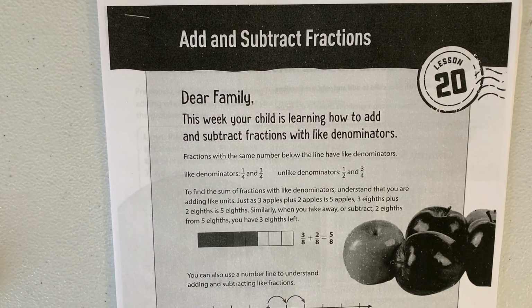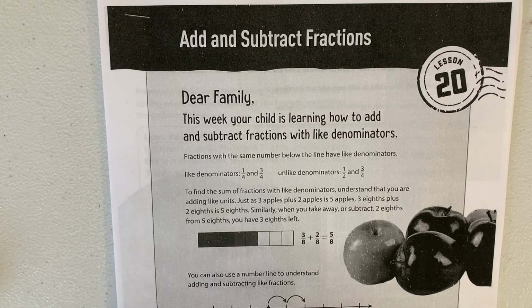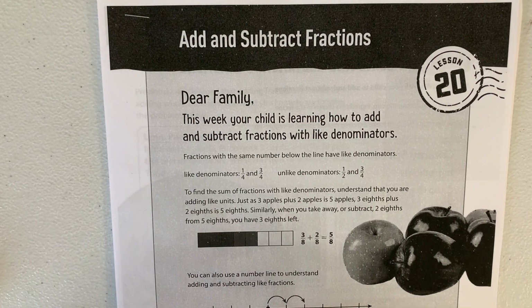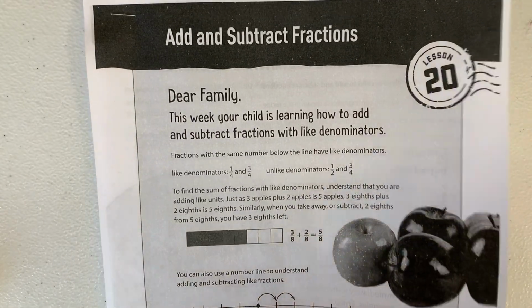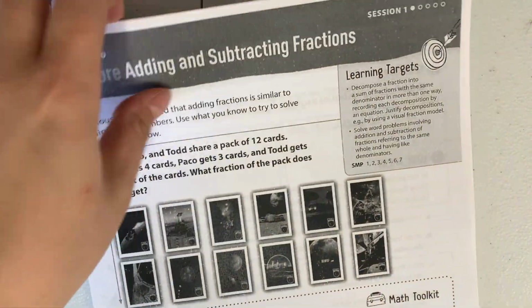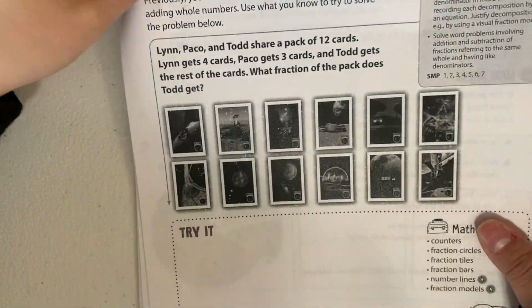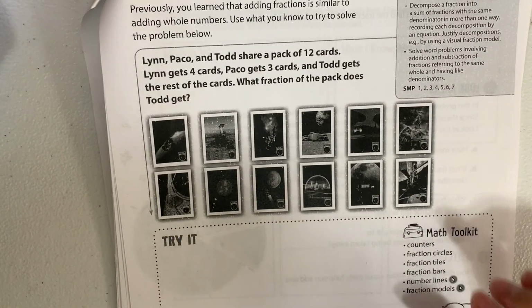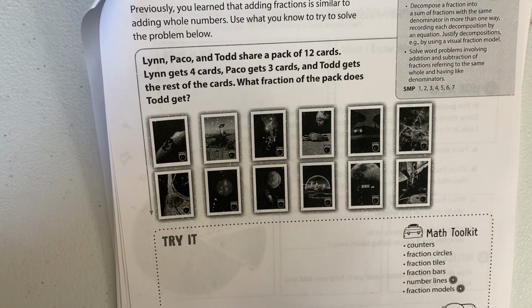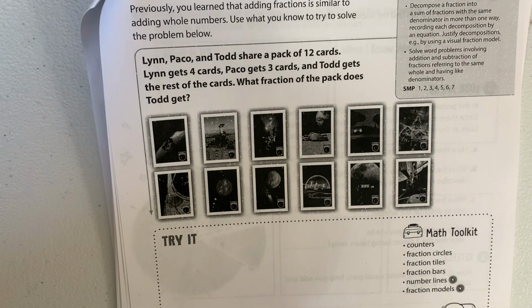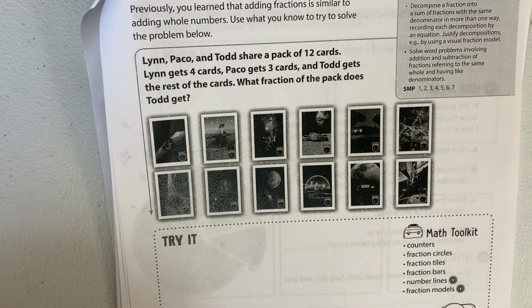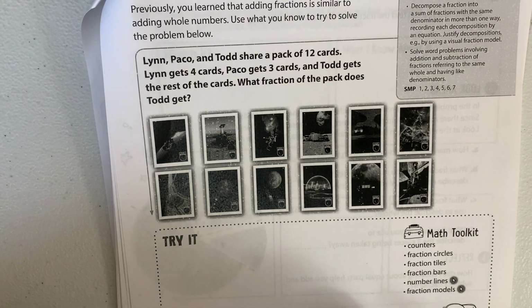So jumping on in, today we're going to do pages 413 through 415 together. And then on your own, you are going to be doing page 416, okay? So let's flip open to 413, and we have some cards to look at. Previously, you learned that adding fractions is similar to adding whole numbers. Use what you know to try to solve the problem below. So this is our word problem and our picture to help us, okay?